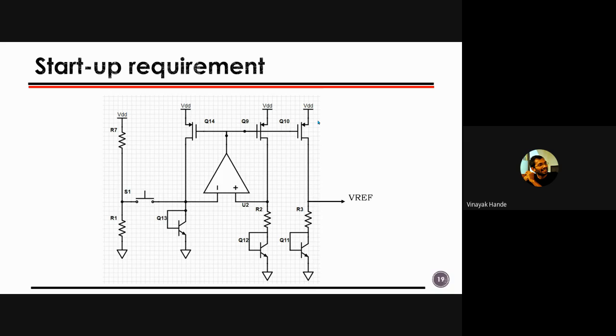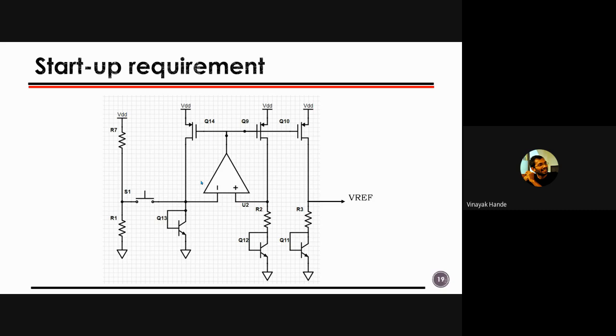So the VDD requirement is always higher than whatever reference voltage we have for this particular topology which you are seeing on the screen. If you are working on 90 nanometer and below, it is very difficult to design the conventional band gap based voltage reference, because your VDD itself is limited to 1.1 volt or 1 volt, right? So it is very difficult to design.